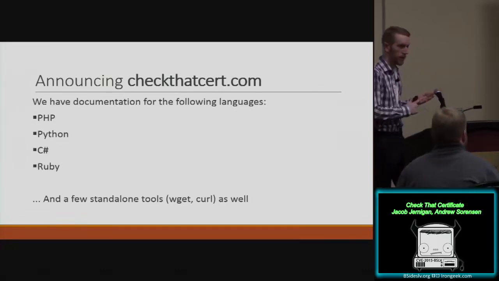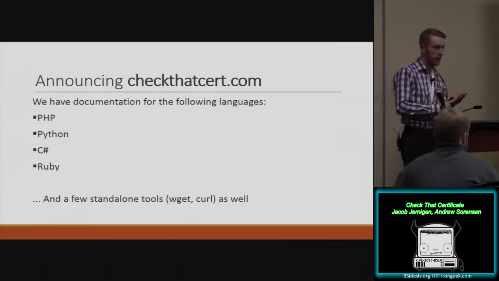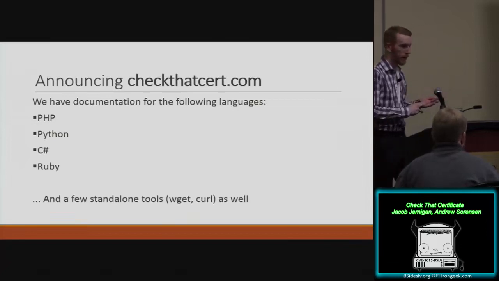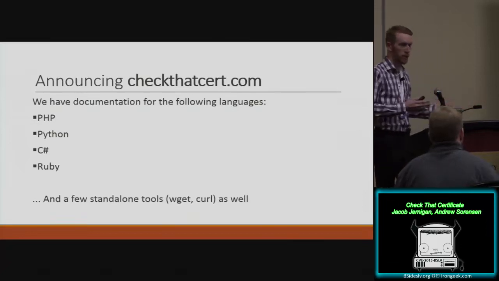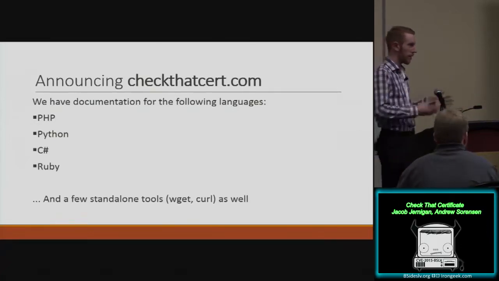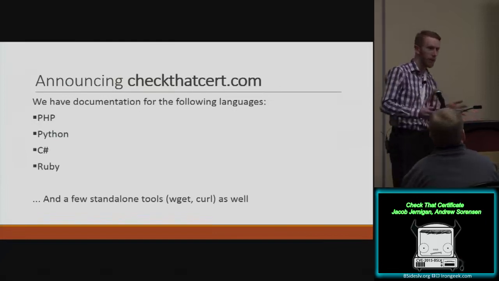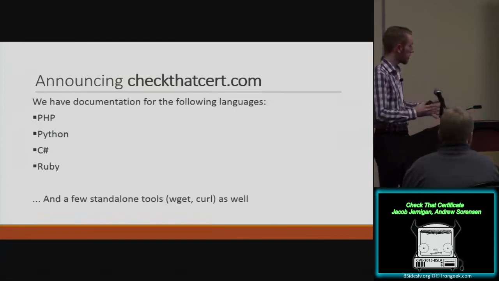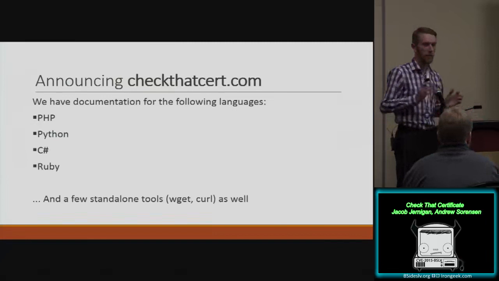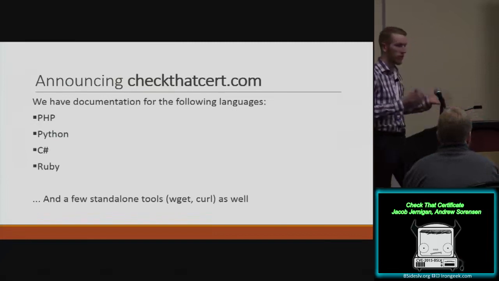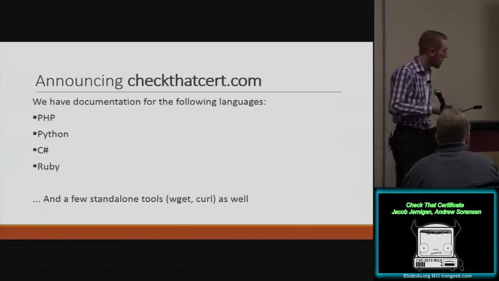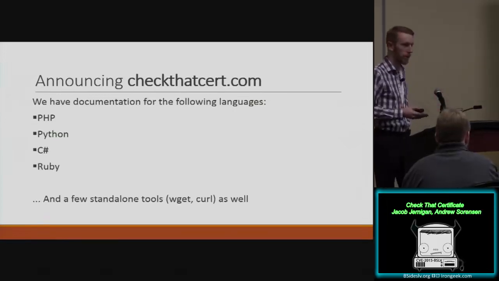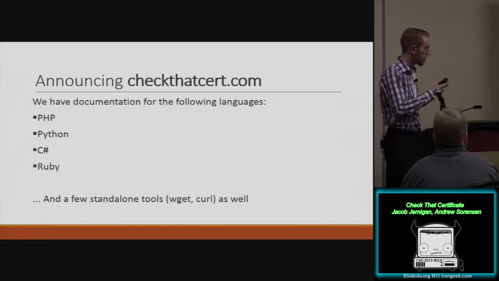So they shouldn't be dealing with things like host name verification, writing that themselves, peer verification, or how to deal with bundling certificate authorities with your system. If you're running a Cygwin compiled application on Windows, where you don't have access to the trust store, all those sorts of things. So what we wanted to do is make it simple for developers to do certificate validation. So we created these examples. PHP, Python, C#, and Ruby are some of the things that we're starting with, and a couple of those standalone tools that we described earlier, like wget and curl.